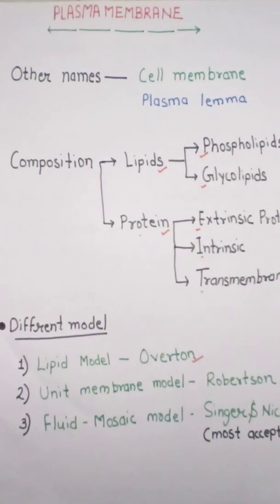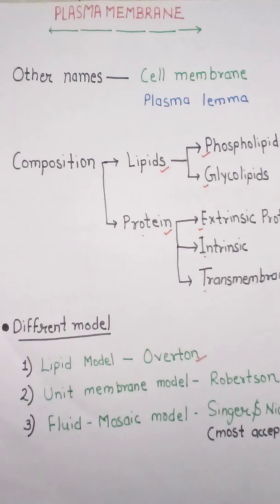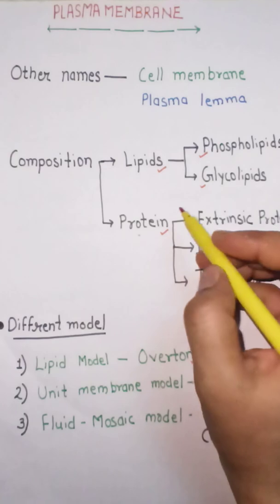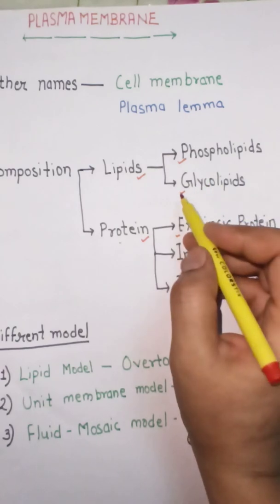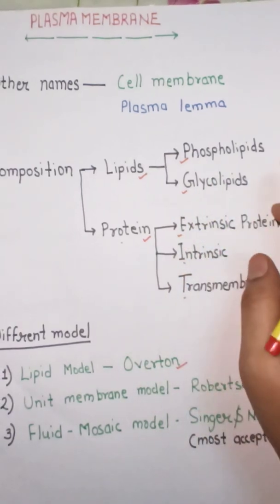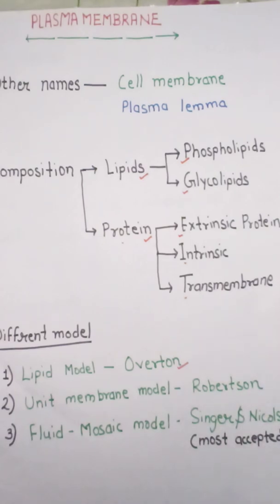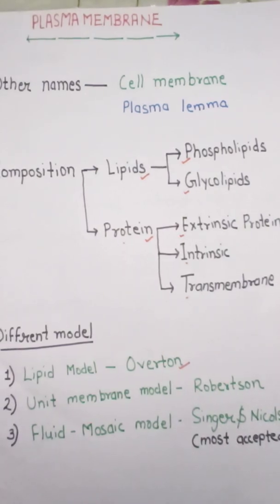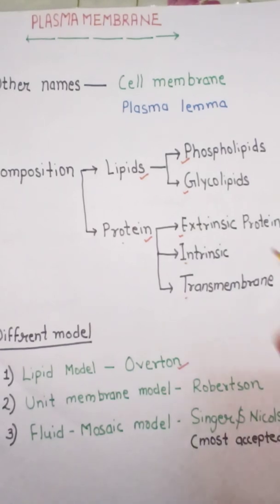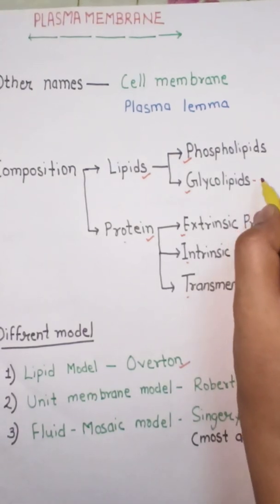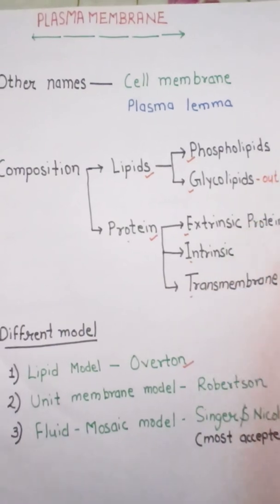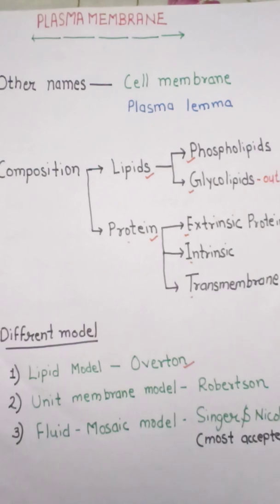The plasma membrane is mainly composed of two ingredients. The first one is lipid. The lipids in plasma membrane are of two types: mainly phospholipid, and the second one is glycolipid. Phospholipid is the main type of lipid found in the plasma membrane. In this, lipid is bound with phosphate group. And the second one is glycolipid. Glycolipid is carbohydrates, mainly oligosaccharide, bound with lipids. Glycolipids are mainly found on the outside of the cell, on the outer leaflet of plasma membrane.